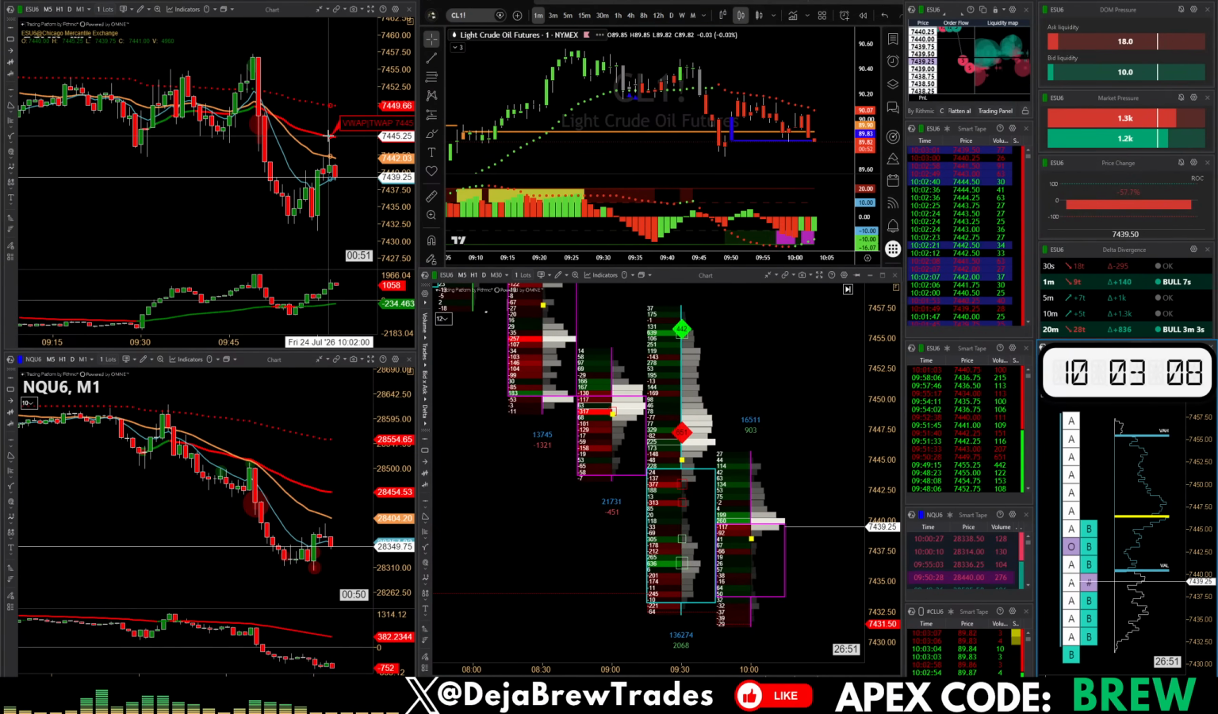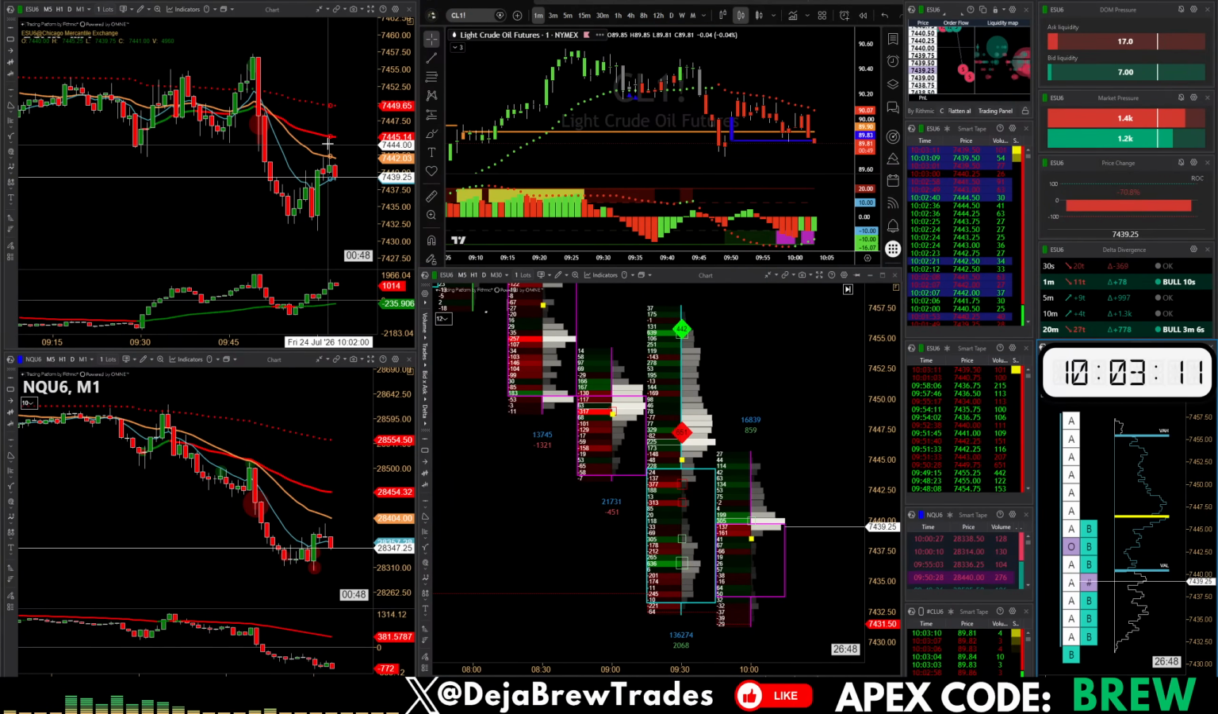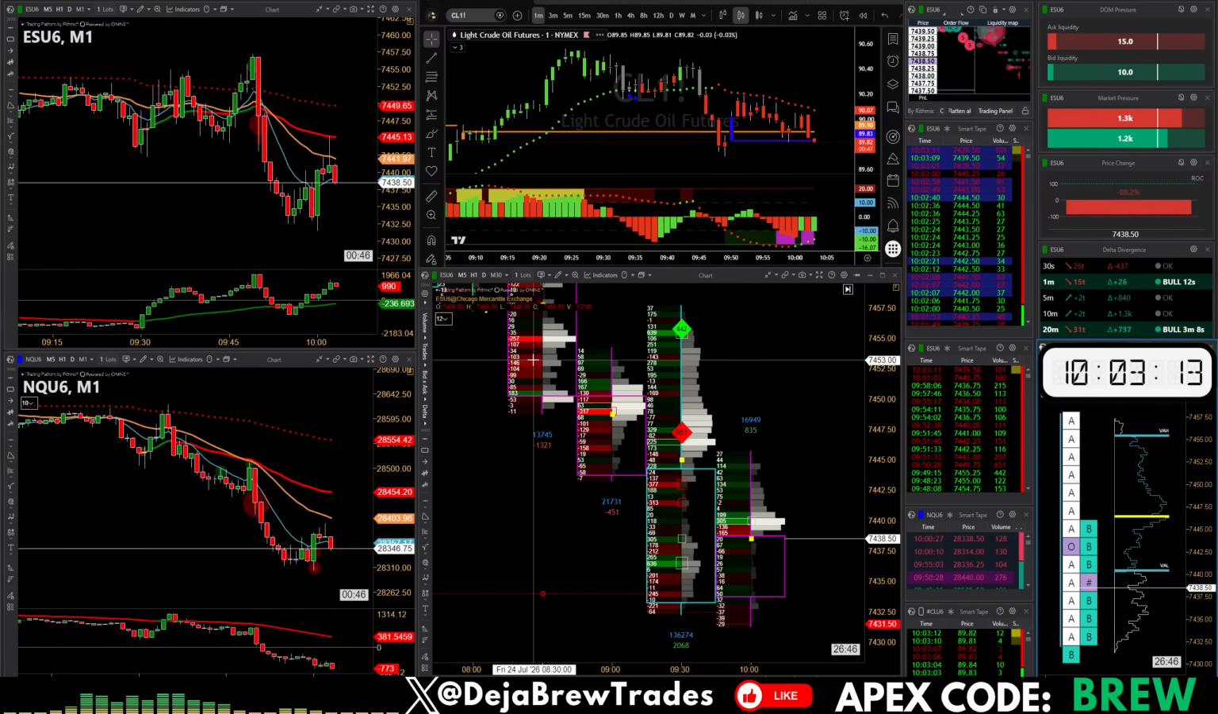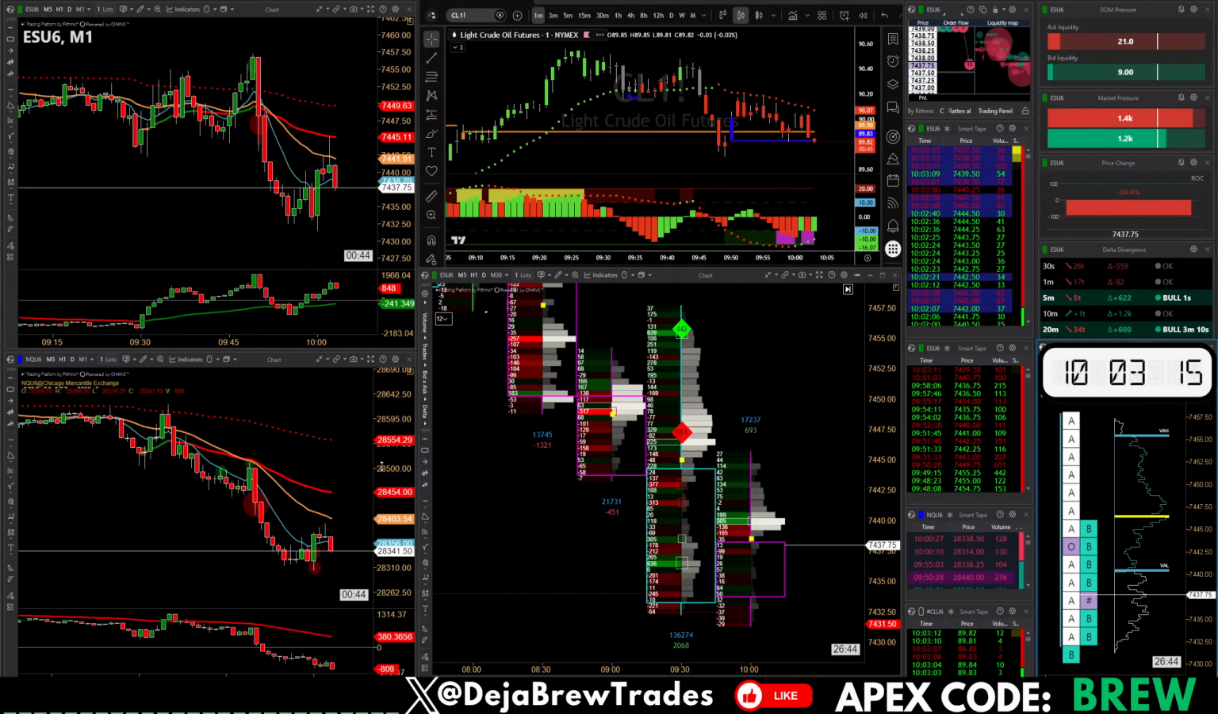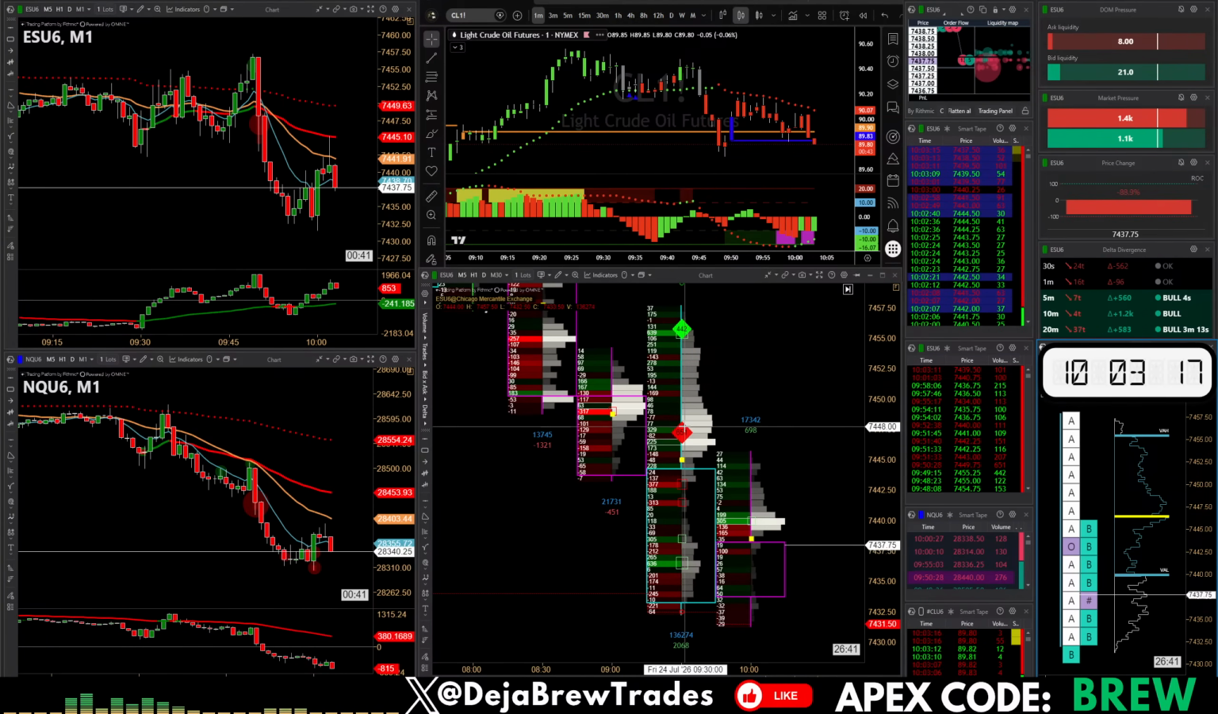Okay, you have a very fast bear flag in the VWAP there. You tapped that VWAP to the tick and then sold it. Staying below that 24 EMA here.